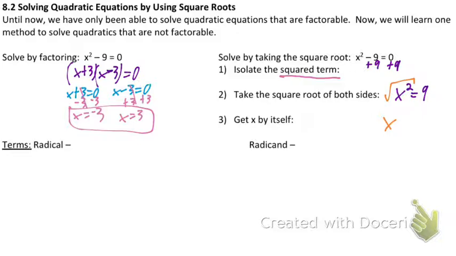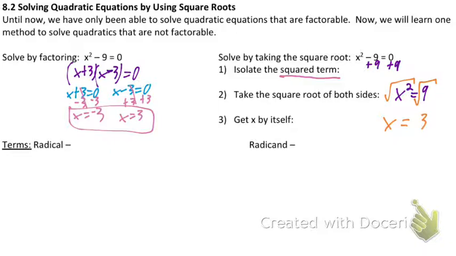Now, we've learned, though, if we do something to one side of an equation, what do we have to do? Do it to the other, right, to keep it balanced. So I have to square root the other side of the equation as well. So then I ask, okay, well, what's the square root of 9? 3. Now, wait a second.